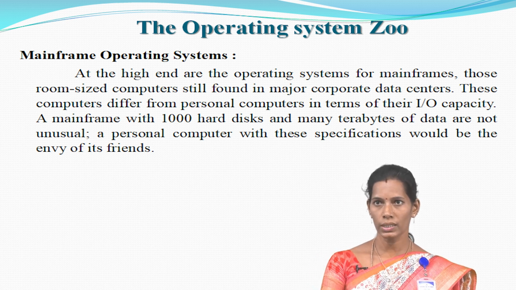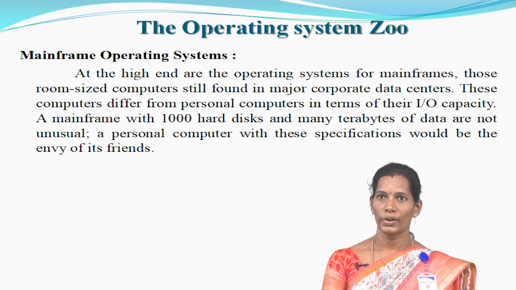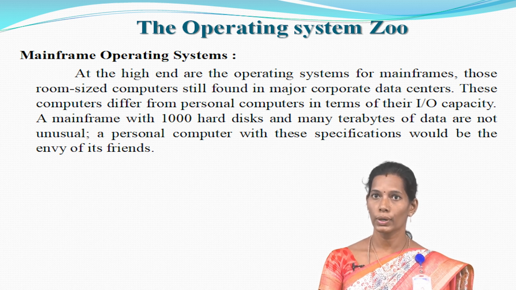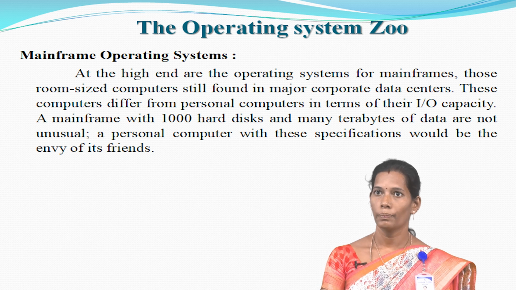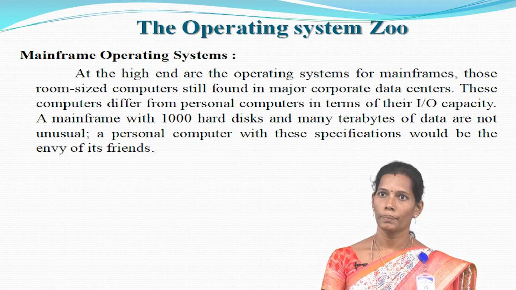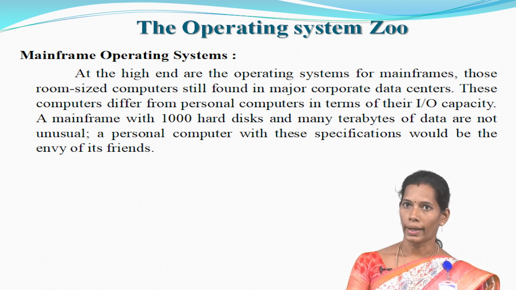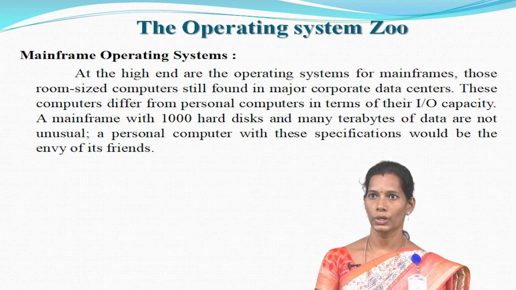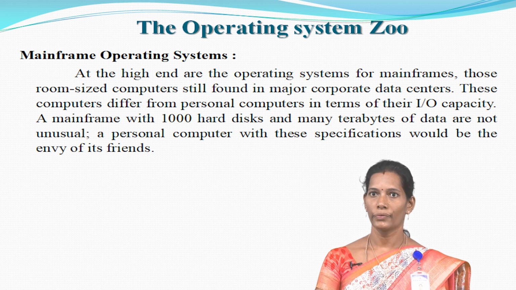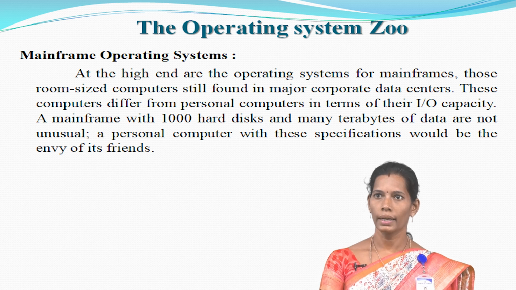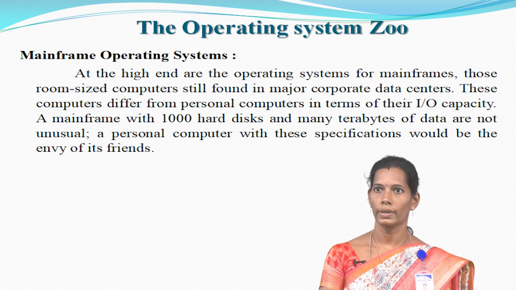We will come back to some of these different kinds of systems. First, the mainframe operating system. At the high end are the operating systems for mainframes, those room-sized computers still found in major corporate data centers. These computers differ from personal computers in terms of their I/O capacity. A mainframe with 1,000 hard disks and many terabytes of data is not unusual. A personal computer with these specifications would be hard to find.